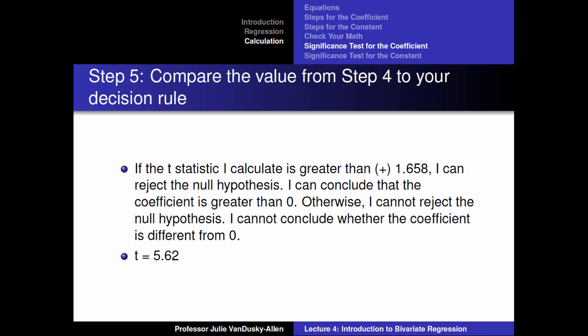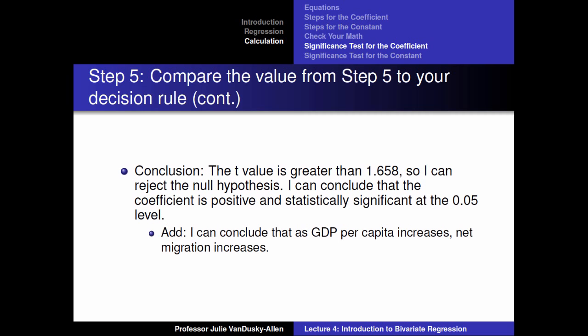The t-value we calculated was 5.62. 5.62 is greater than 1.658. Hence, we can say our coefficient b hat is greater than 0. The conclusion we make is the t-value is greater than 1.658, so I can reject the null hypothesis. I can conclude that the coefficient is positive and statistically significant at the 0.05 level. Note that we can also add, I can conclude that as GDP per capita increases, net migration increases.